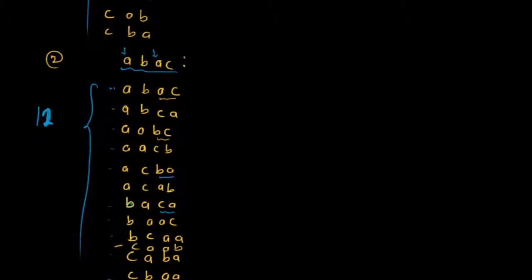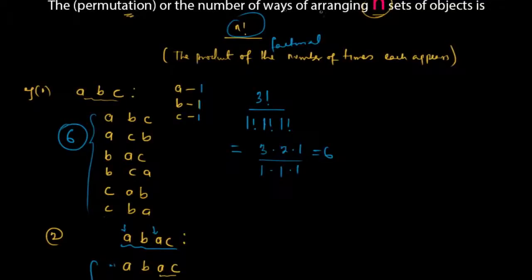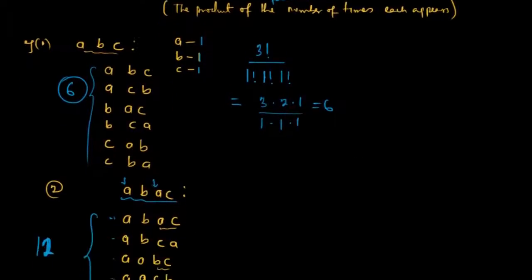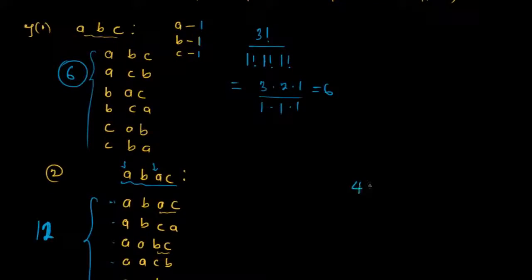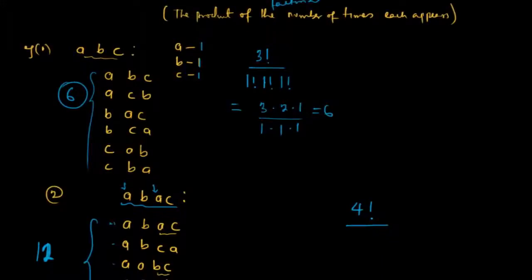But then if we're going to use the formula we have here, the formula says the number of ways of arranging n sets of objects is just the total number of objects we have. So look, we have 1, 2, 3, 4. So we have 4 objects. So that's going to be 4 factorial divided by the product of the factorial of the number of times each of the objects appears.